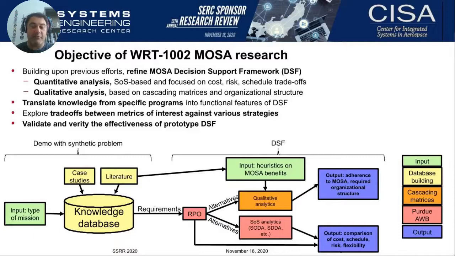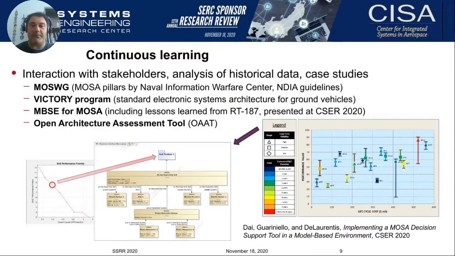So in the end, our outputs are, first, for the qualitative part, adherence to MOSA principles. Are we following these principles? Can we do that? And what we should do to be sure that we are capable of addressing these needs. And the other output is the quantitative output, comparison of cost, risk, flexibility. And I will show in the next few slides how we did this.